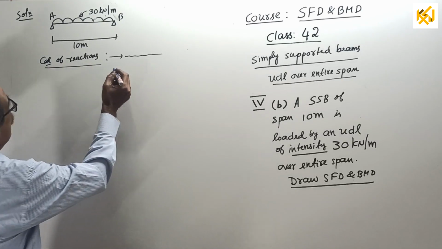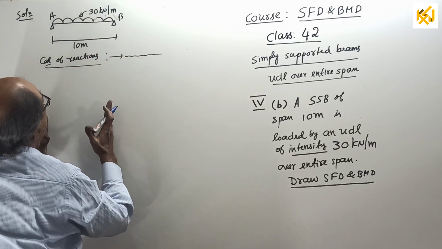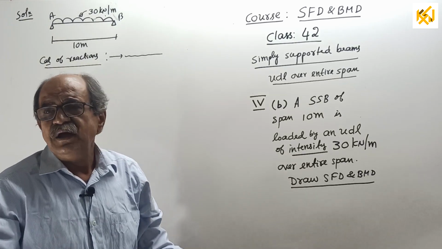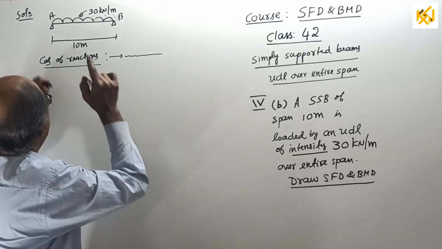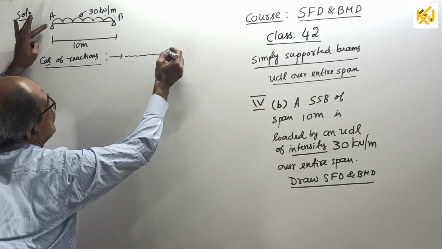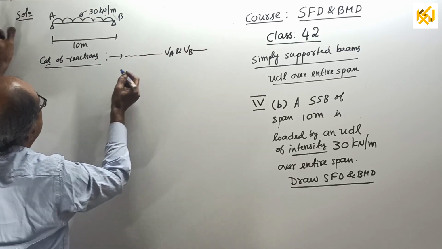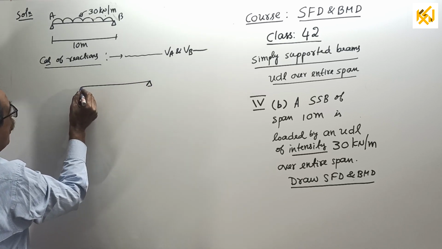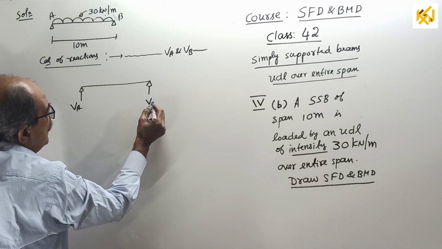Okay. Now, you can write: let VA and VB be vertical reactions. I am solving as if the previous question is not solved. Let VA and VB be vertical reactions at A and B respectively. You have to write, those who are serious. Then one more sketch I will write. This is what is called systematic. Once you understand, then there is no problem.